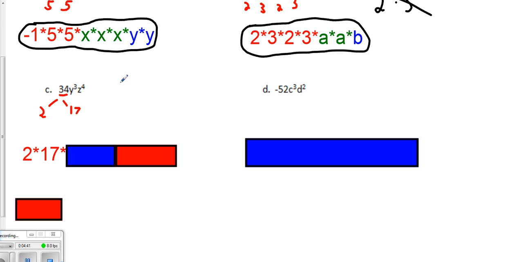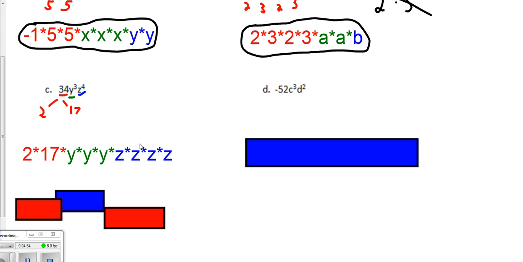Next piece we need to look at is our y value. We have y cubed, so that one would be y times y times y. And then we look at our z part, z to the fourth is z times z times z times z. So this would be our factored form of that monomial. And this will be very helpful in finding the greatest common factor that you'll see in our next slides.